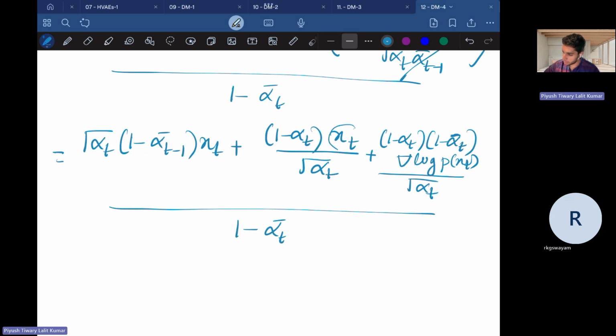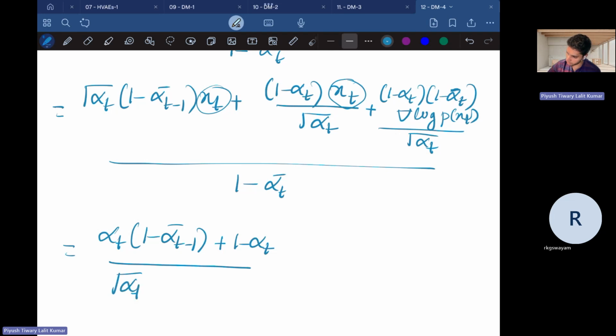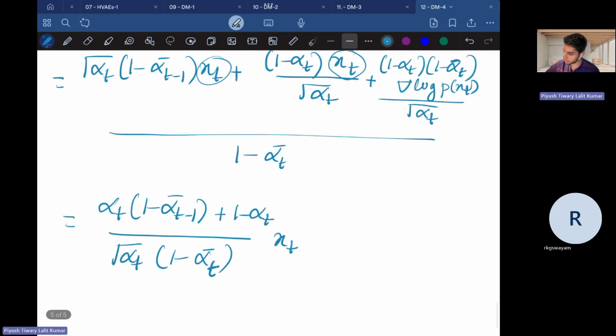Now again, club the terms that have xt in it. Same old thing, right? Nothing fancy. So I'm just fast forwarding something. So this will become alpha t into 1 minus alpha t minus 1 bar plus 1 minus alpha t, whole thing divided by square root of alpha t into 1 minus alpha t bar, xt, right?